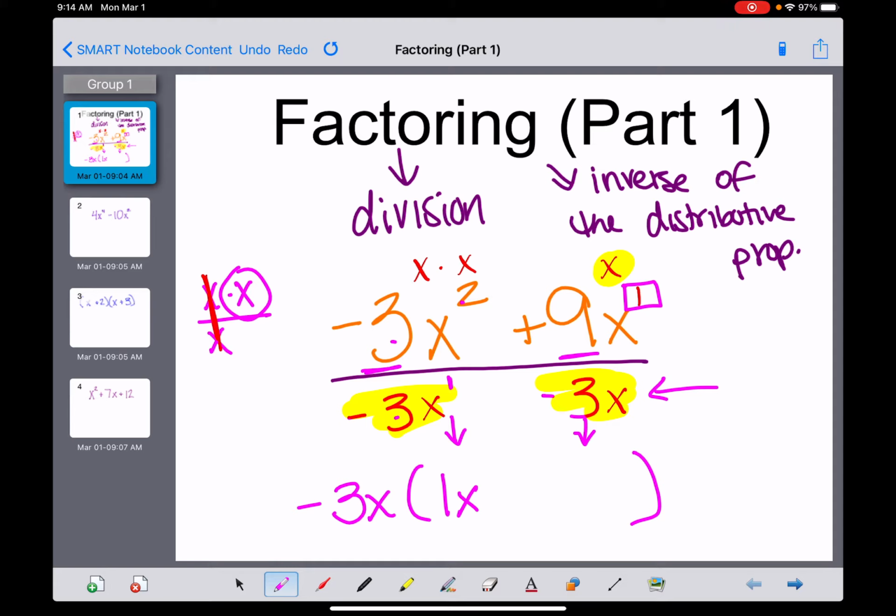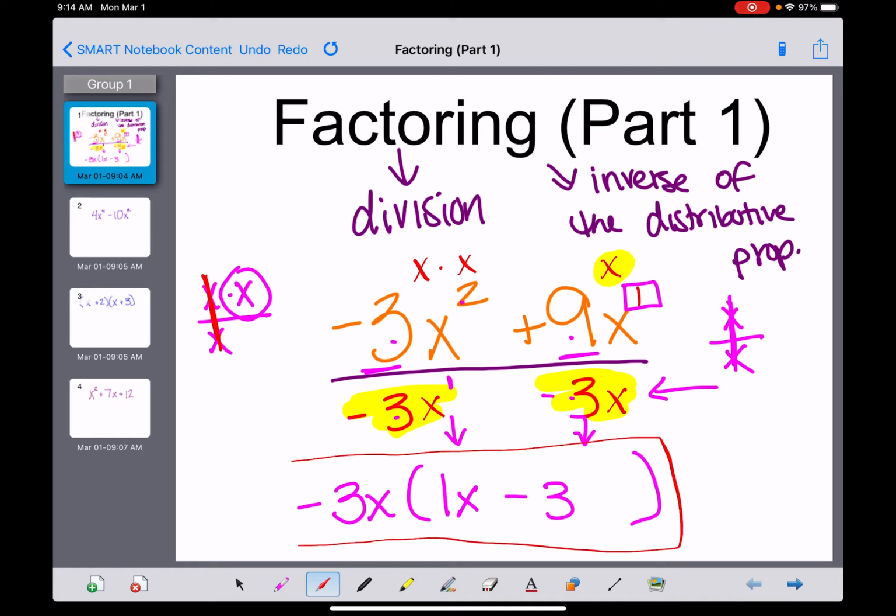Then I'm going to divide by my second term. 9 divided by -3 is -3. This time I have 1x up top, 1x on the bottom. They completely canceled, so I don't have any variables. So my final factored form is -3 parentheses 1x minus 3.